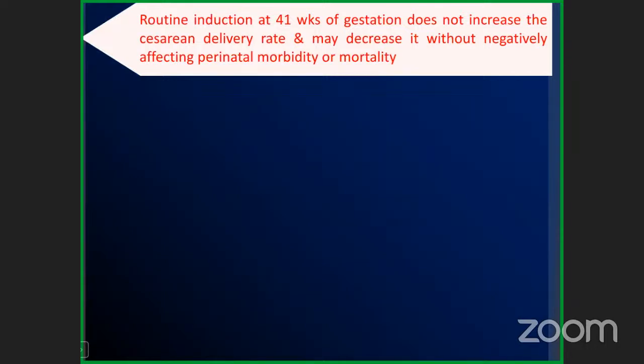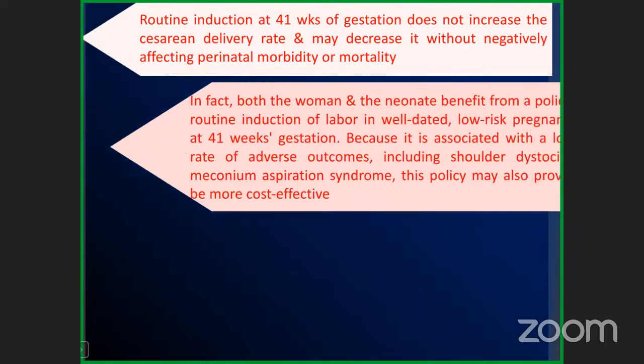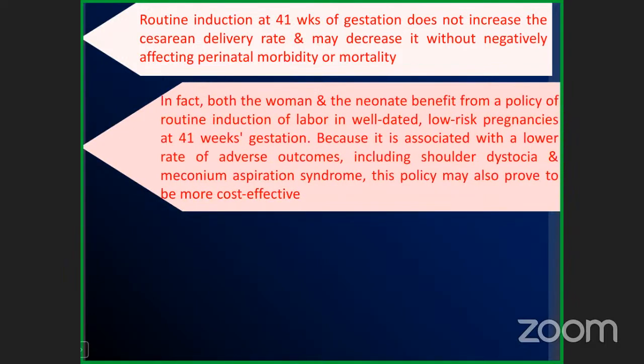Routine induction at 41 weeks of gestation does not increase the cesarean delivery rate and may decrease it without negatively affecting pregnancy morbidity or mortality. In fact, both the women and the babies benefit from the induction of labor in a well-dated, low-risk pregnancy at 41 weeks. It's very clear that induction at 40 weeks in a well-dated, low-risk pregnancy is associated with low adverse outcome.